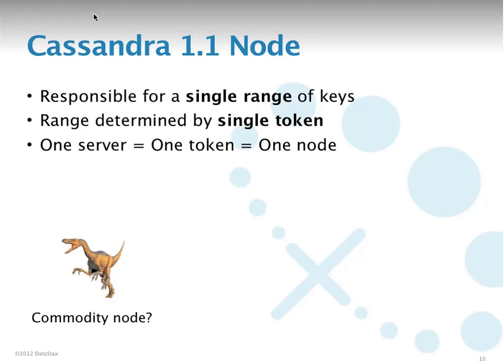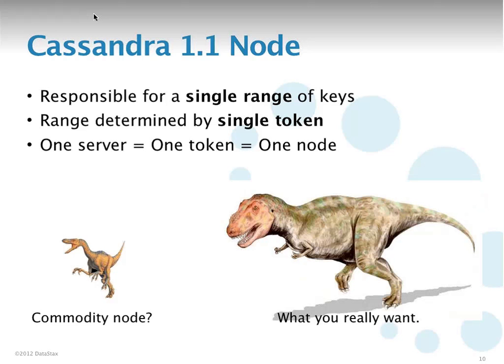Well, that's not the way people want to do it anymore because, let's face it, if you're racking up a few hundred nodes, which I know companies that are doing this, you don't want to put in 150 servers to do this. You want to try to pack it down, get a little more density. So what you really want is that. And so how do you go from a commodity node, which is a tiny little velociraptor, to this big old Tyrannosaurus Rex? And that's a big problem.